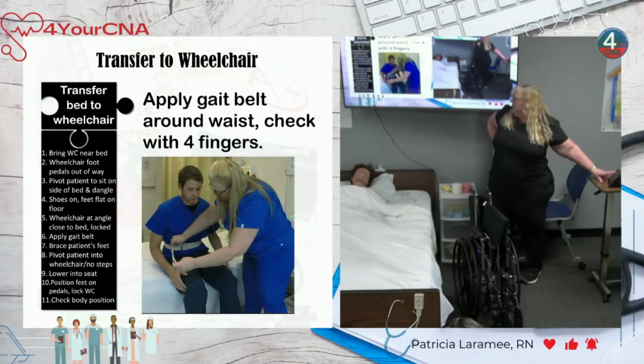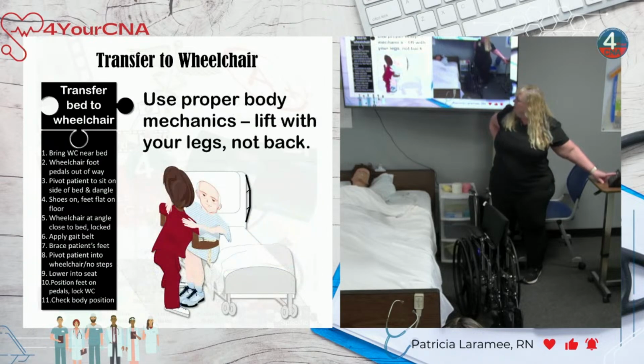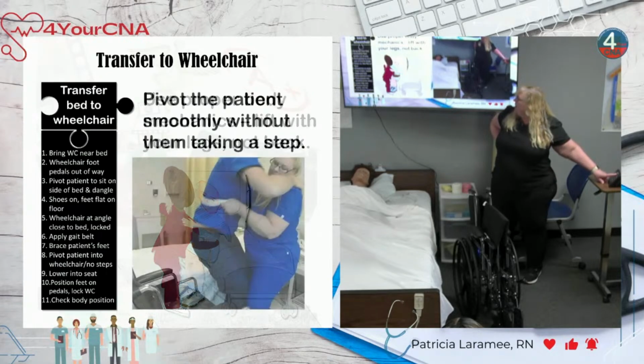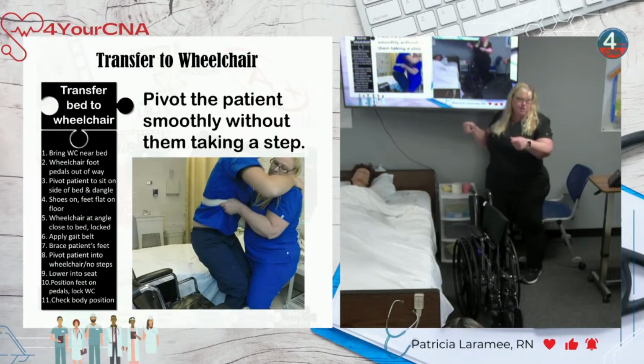We're going to make sure the gait belt is secure. We're going to stand with 1 foot in front of their feet, 1 foot beside their feet. We're going to ask them to put their hands on our shoulders. We're going to grab the gait belt, and on the count of 3, we're going to lift. When we get them positioned over the wheelchair, we'll make sure they can feel it before we have them sit.